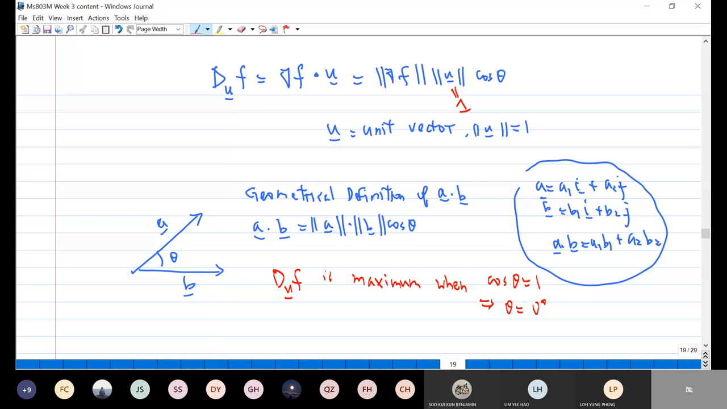What does it mean? The two vectors are parallel, in the same direction. So it means that the vector u is in the same direction as the gradient of f. That means theta equals 0, and u is in the same direction as the gradient of f, del f.